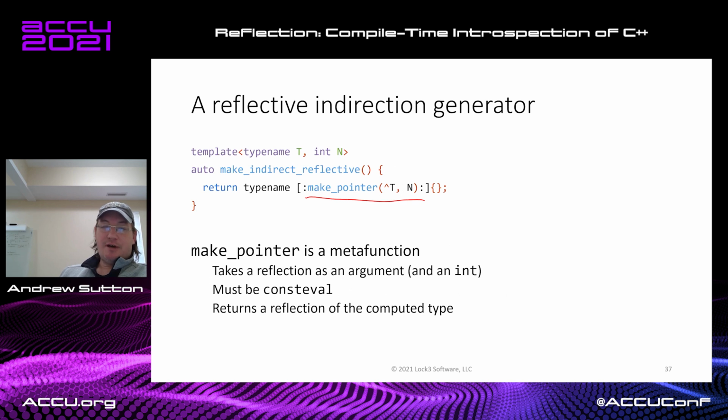Now this make pointer is a meta function. It takes reflection as an argument. It must be const eval. It has to happen at compile time. And more importantly, it has to be computed at this particular point in the program. So it's just going to return a reflection of that computed type.